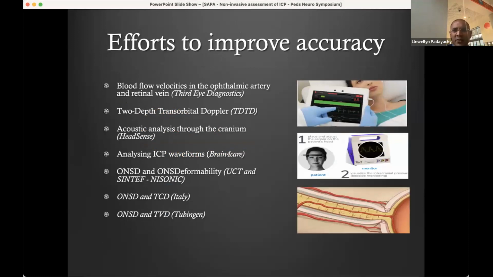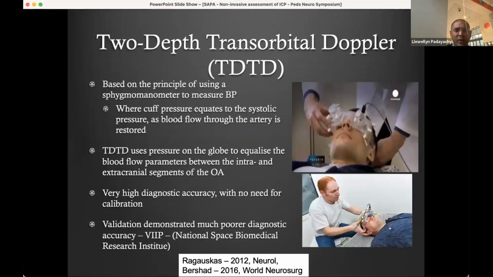There have been various efforts to try and improve the accuracy. I'll mention one or two of them and some of the work we've done. This was a principle using, like a sphygmomanometer, I think I said that correctly, where you use the cuff pressure to equilibrate systolic pressure within the ophthalmic artery. There's been quite a bit of that published.